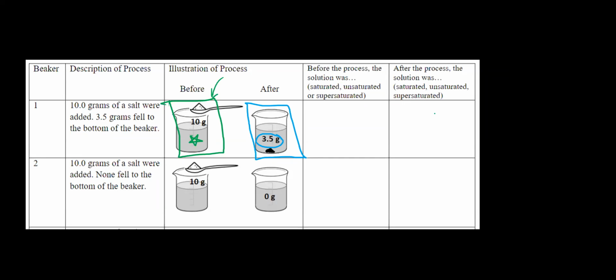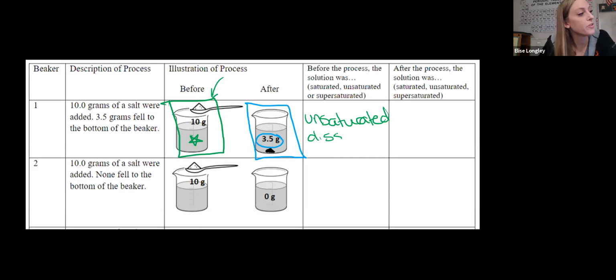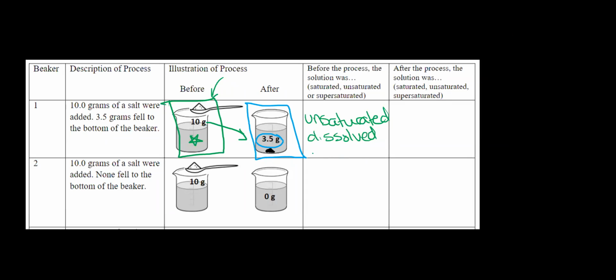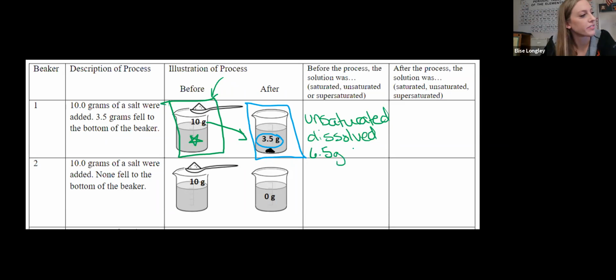Unsaturated. Yes. How did you know? Because it's just water, there's no salt. Well, we don't know for sure there's no salt, but what happened? We went from 10 grams to 3.5 grams of salt. The salt dissolved. Yeah, it dissolved 6.5 grams of salt, right? There's 6.5 grams that were there that are not there anymore. I mean, technically they're in the water, but they're dissolved in the water. So it's unsaturated because it dissolved some salt. If it was able to dissolve, it means it wasn't fully booked.